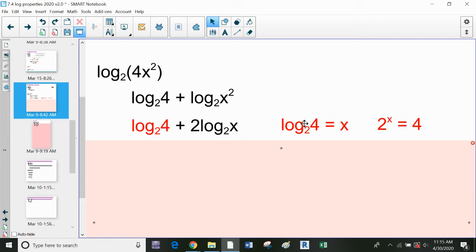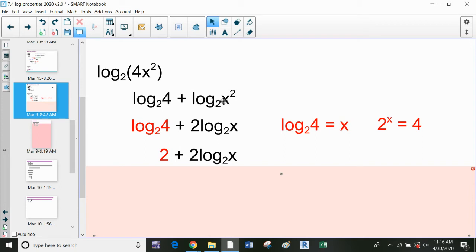I wrote it over here. I said log base 2 of 4, put it equal to x. And I went into exponent form. 2 to the x power equals 4. When you look at it like this, it's much easier to see. This will simplify down to 2. And indeed it does.